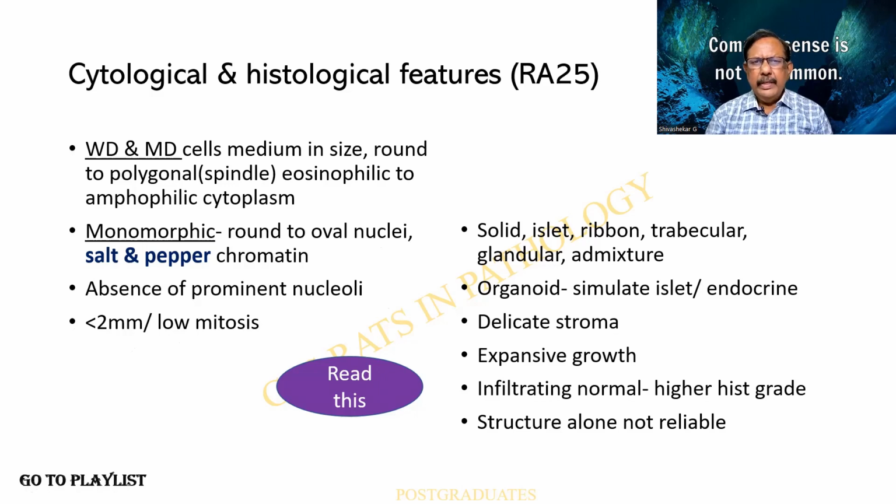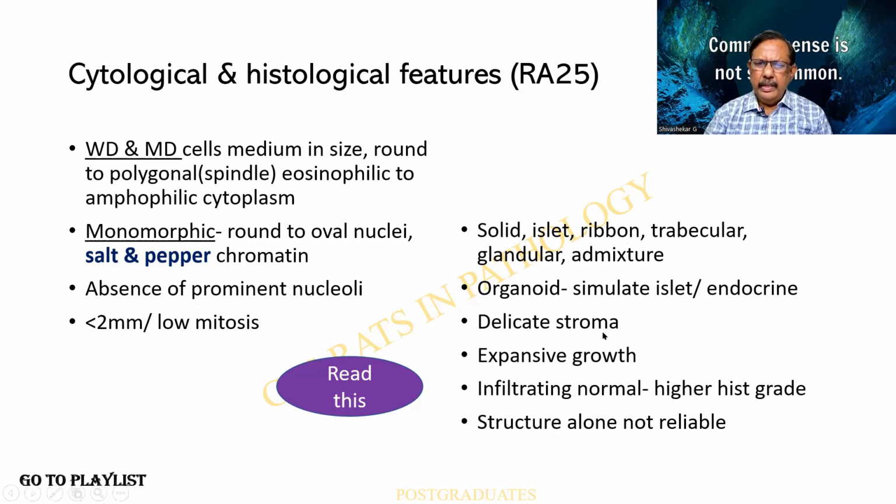In fact, basically, if you can remember the features of a benign neoplasm, I think more or less it fits in. And then there are the various patterns, such as solid, islet, ribbon, trabecular, glandular, and there can be an admixture. If at all you get a slide like this in the exam, they will definitely ask you what are all the various patterns, what are all the various substances, and what are the syndromes that can be produced by it, so on and so forth.